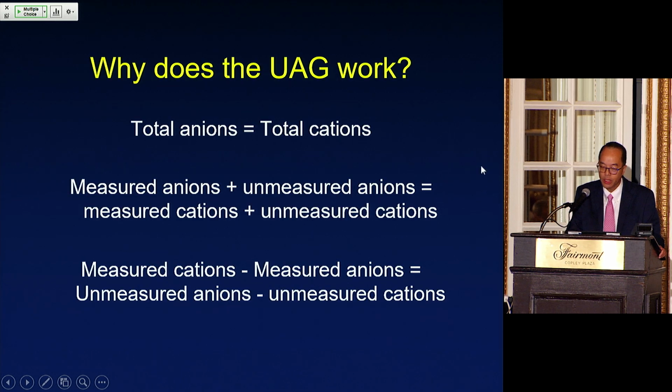And how does this work? Just like the serum anion gap, it's dependent on the principle of electroneutrality, that the anions and the cations in any body fluid have to be exactly equal. So that means the measured anions and the unmeasured anions have to equal the total of the measured cations plus the unmeasured cations. And if you rearrange that equation, you get measured cations minus measured anions, that's our anion gap, equals the difference between the unmeasured anions and unmeasured cations in the urine.